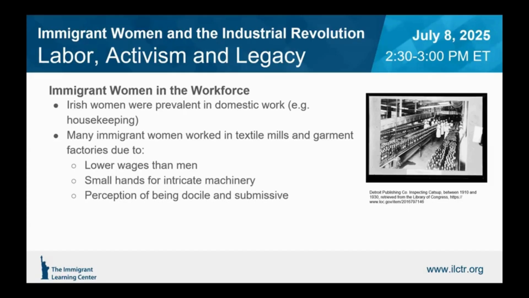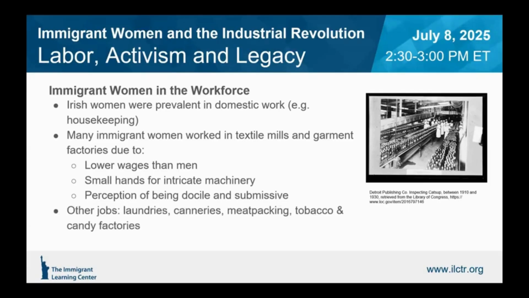These factories were extremely dangerous places. People were expected to work 10 to 12 hours a day in these dark, dirty rooms with loud, unsafe machines, and accidents were unfortunately very common. In addition, immigrant women worked in laundries, canneries, meatpacking, tobacco and candy factories. In general, out of all of the women factory workers during this time, 2/3 were either first or second generation immigrants.